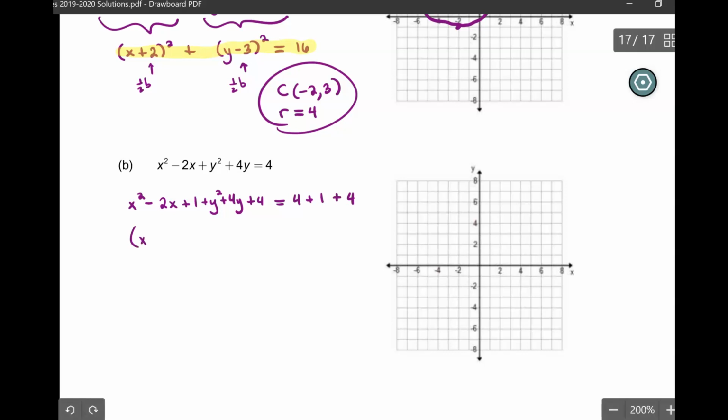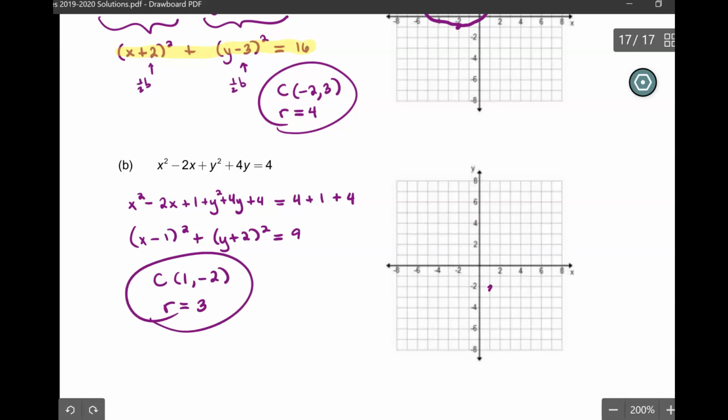So this is going to be x minus 1 squared plus y plus 2 squared equals, and then here we get 8 and 1, so we get 9. So the center is 1 comma negative 2, and the radius is 3. And now let's graph this, 1, negative 2. We're going to go up. So there's the center, 1, 2, 3. 1, 2, 3. And then we're going to graph the circle.